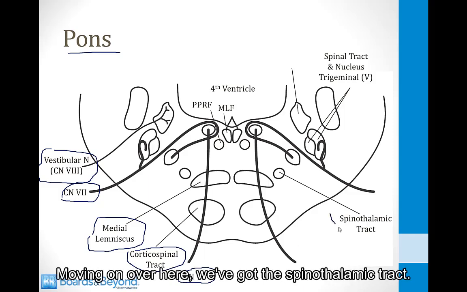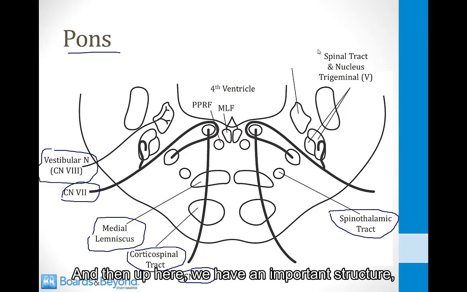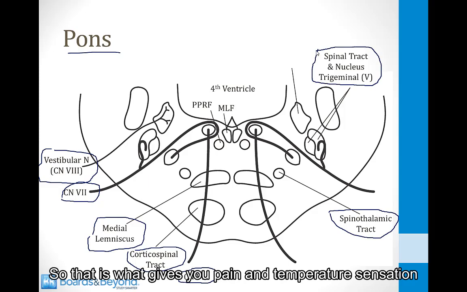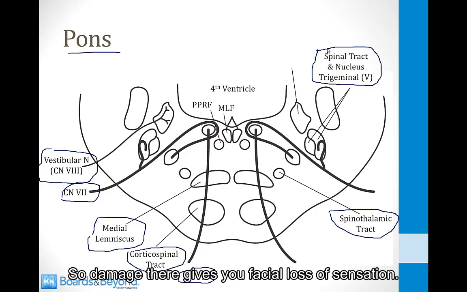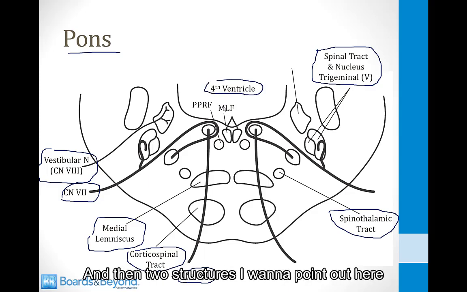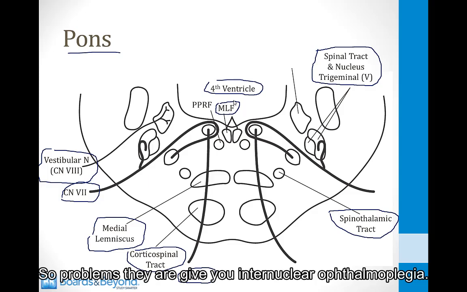Moving on over here, we've got the spinothalamic tract, so damage here gives you loss of pain and temperature sensation. And then up here we have an important structure, the spinal tract and nucleus of the trigeminal nerve, cranial nerve 5. So that is what gives you pain and temperature sensation in your face. So damage there gives you facial loss of sensation. Up here at the top is the fourth ventricle, and then two structures I want to point out here are the medial longitudinal fasciculus, which I also pointed out in the midbrain, so problems there give you internuclear ophthalmoplegia.